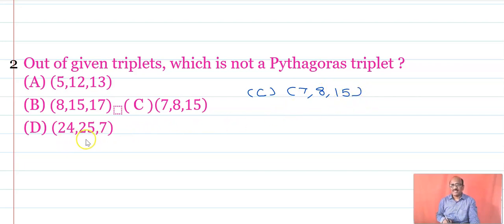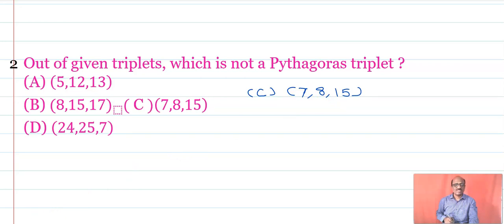The last one is also a triplet. 25 square is 625, is equal to 24 square, 576, plus 49, and that is equal to 625. That is also a triplet. Therefore, what is the answer? That is 7, 8 and 15. This is not the triplet.